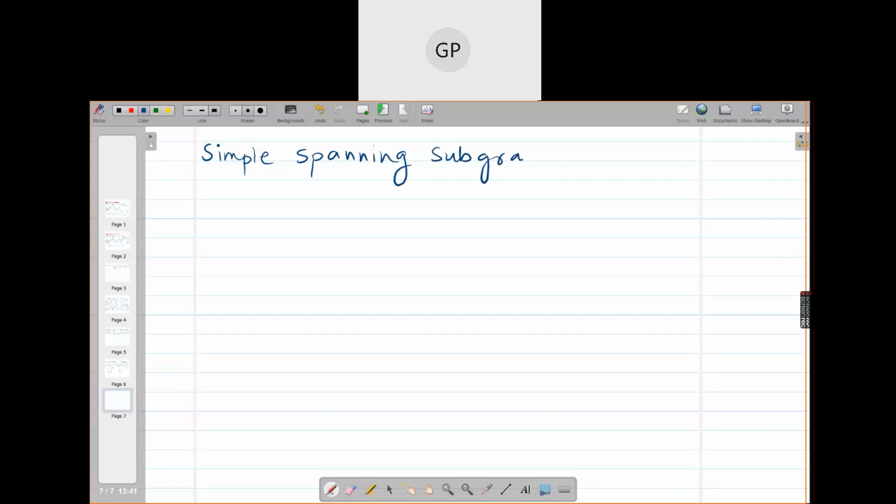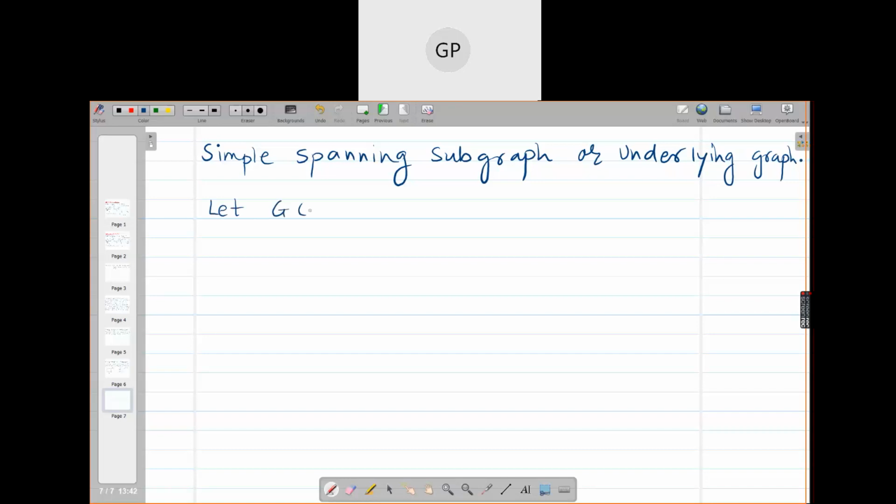So simple graph, you know, what is a simple graph? Graph without loops and parallel edges. Yes, correct.